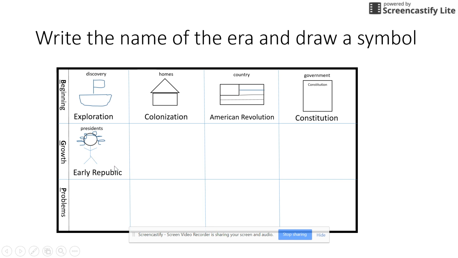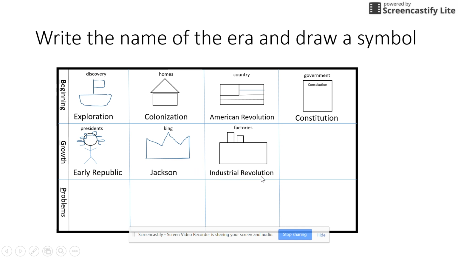The first era is the early republic. And during this era, we had our first 5 presidents, and America grew. During the Jackson era, Andrew Jackson, many accused him of ruling like a king. And so we draw a crown, a poorly drawn crown, to represent that he acted like a king.